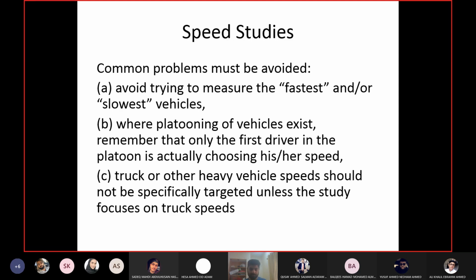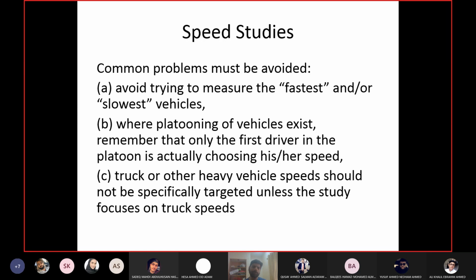And I mentioned that you must position yourself away from the road so that the drivers cannot see you. They should not become cautious, and it should be safe for you as well. When you're doing speed studies, avoid measuring the fastest or the slowest vehicle, because the fastest one and the slowest one are rare cases. These are extreme drivers, so we are not considering them. We are considering normal drivers, who do not consider themselves Superman, or who do not consider that they are driving, I don't know, a Batmobile or something.